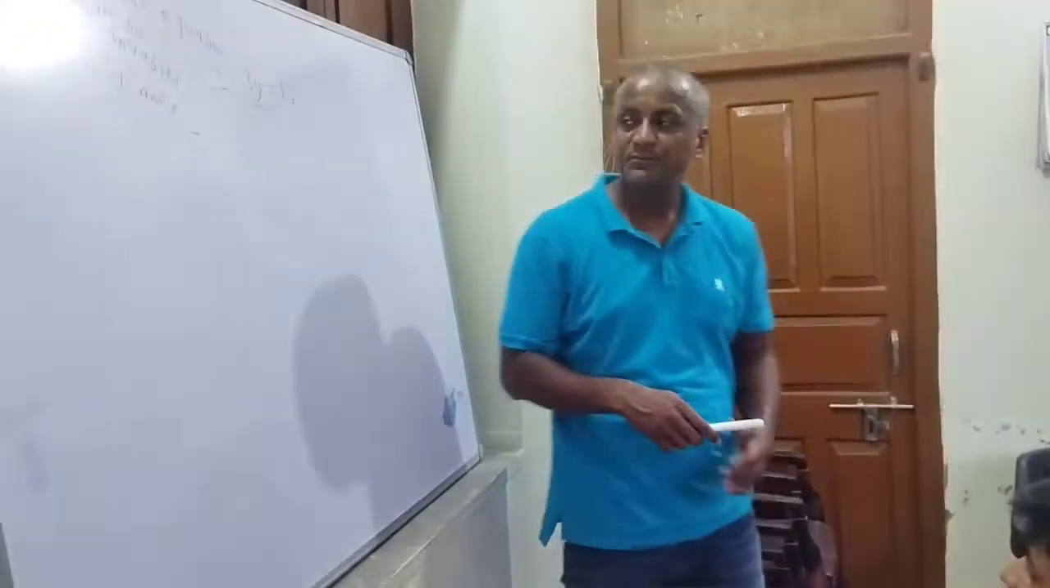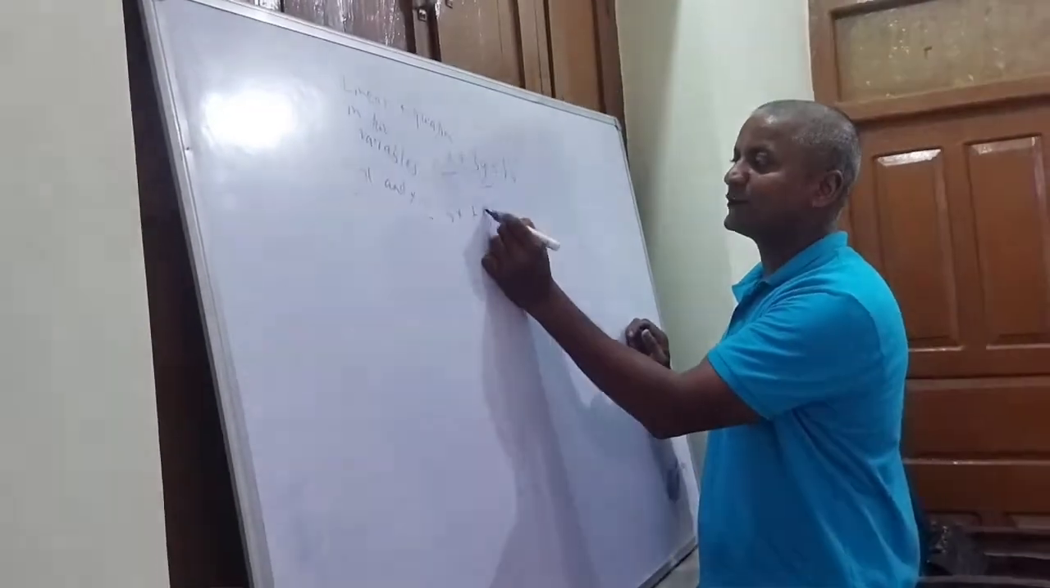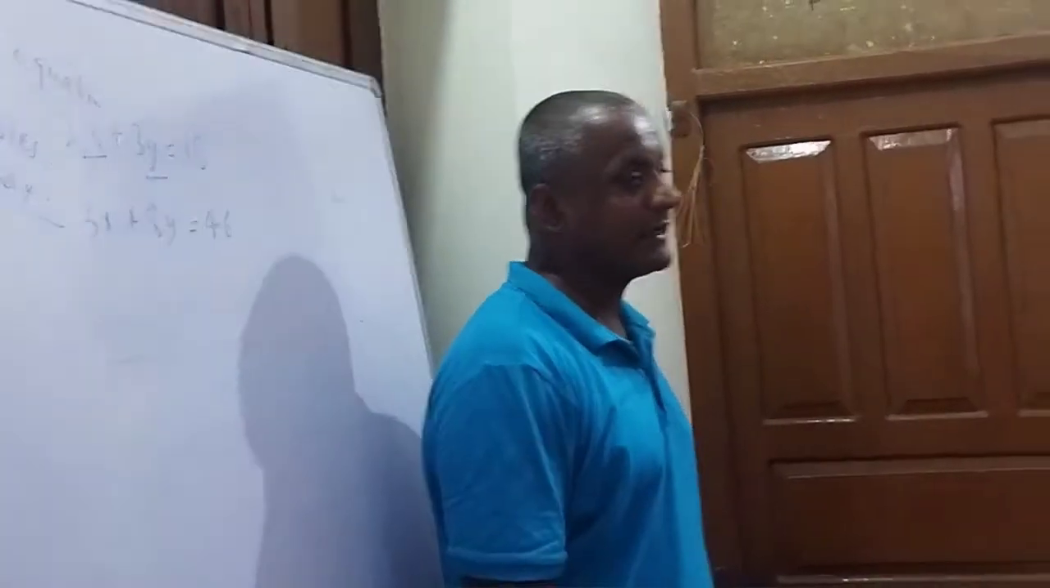Suppose the other one is 3x plus 8y is equal to 46. I'm just taking examples. Okay, so we'll try to understand this right now.